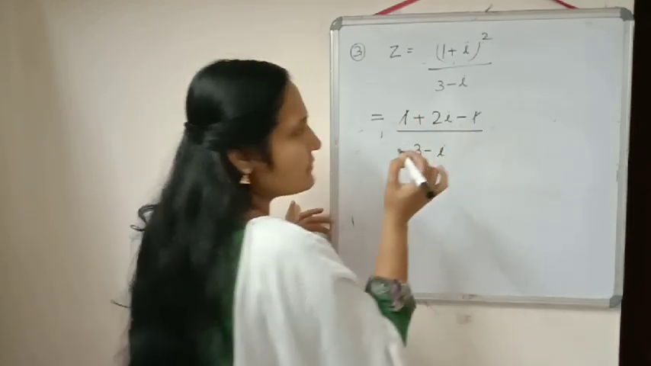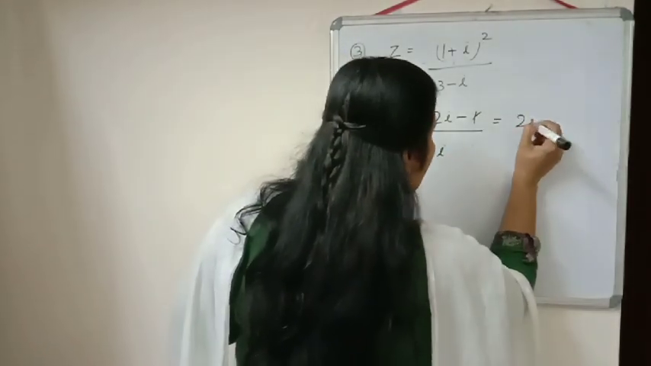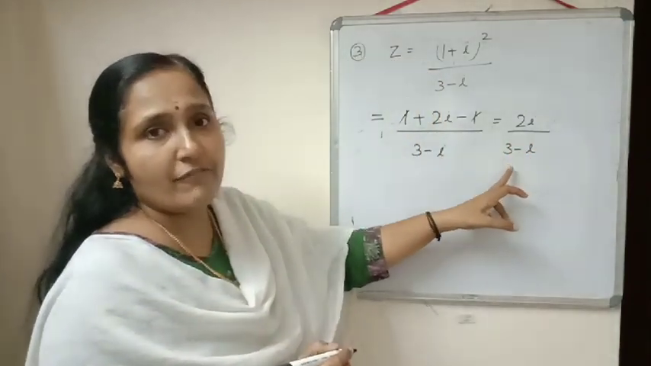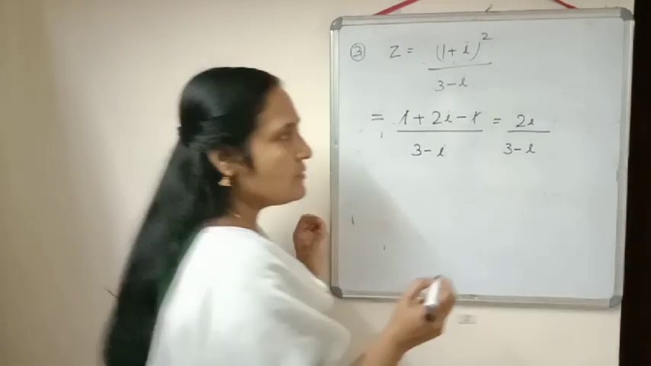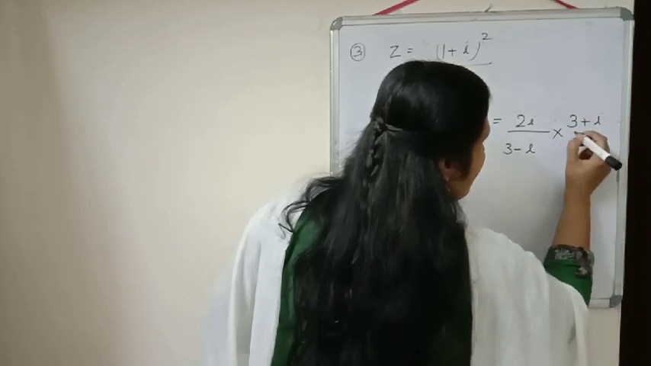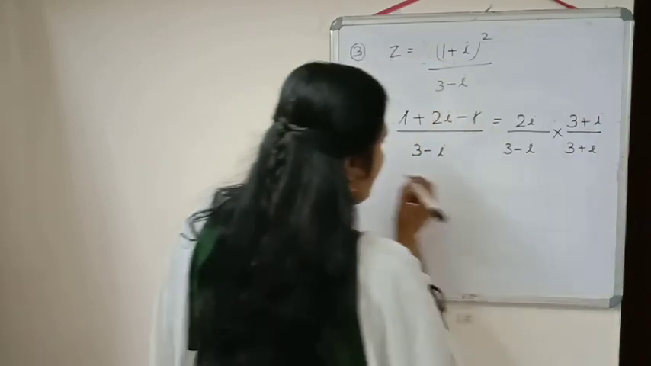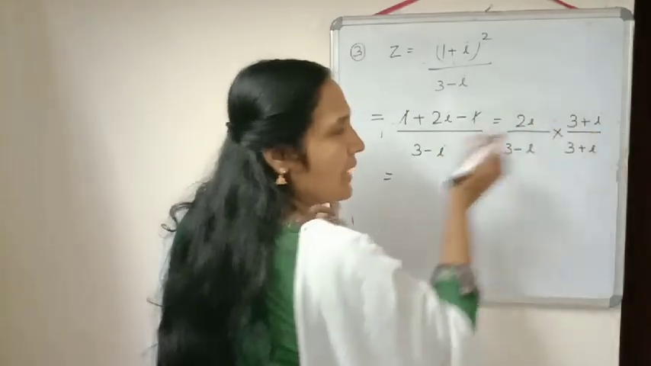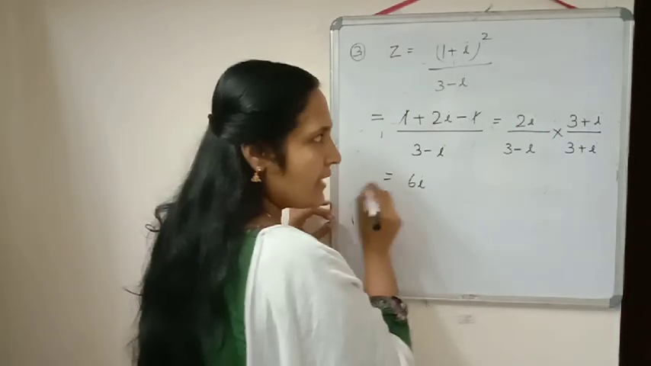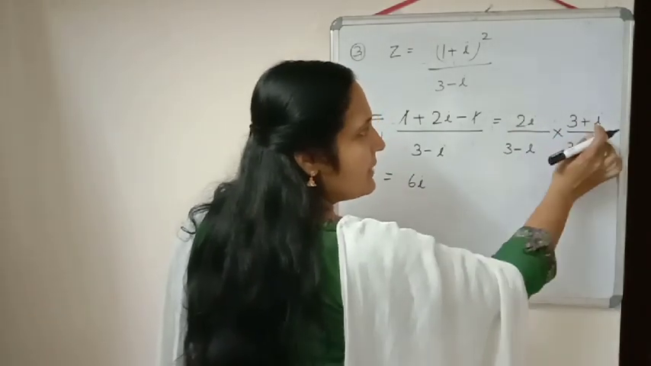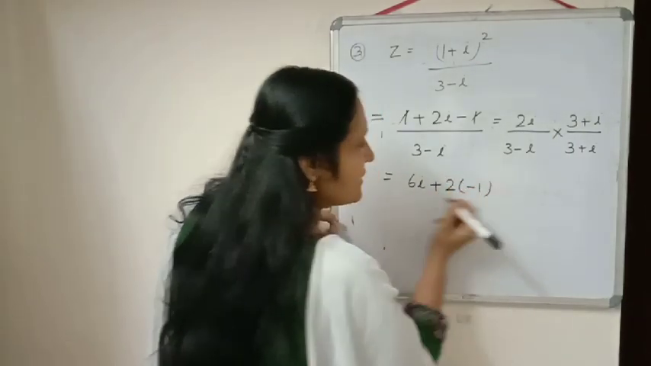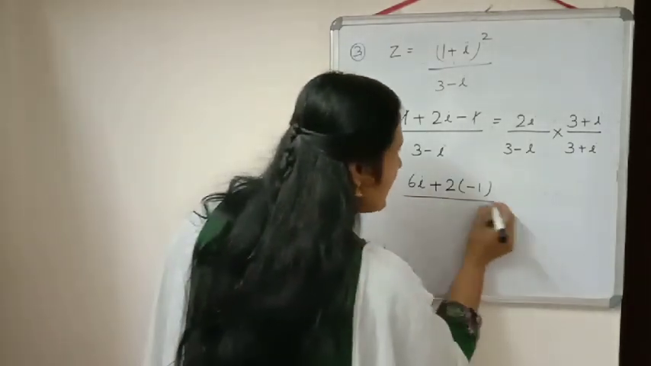So here 1 and minus 1 will get cancelled. We will get 2i by 3 minus i. But still it is not in the standard form of a complex number. So to convert it into standard form, what will we do? We'll multiply both numerator and denominator by 3 plus i. Now 2i will get multiplied by 3 plus i. Then 2i into 3 will be equal to 6i, 2i into i will be equal to 2i square. And what is the value of i square? Minus 1. Then we will get 2 into minus 1.